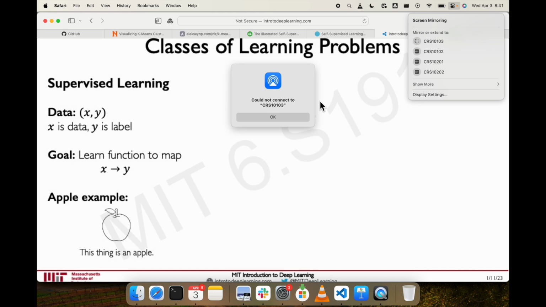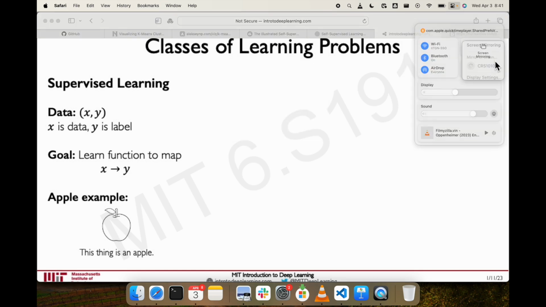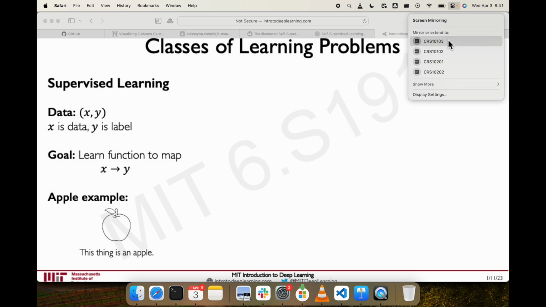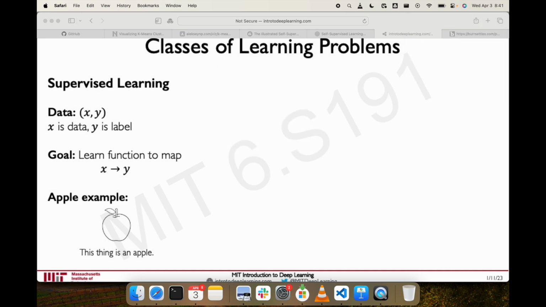So can you tell me any supervised learning algorithm? Decision trees. When you fit a decision tree, what is the input that you give to the algorithm? Decision tree.